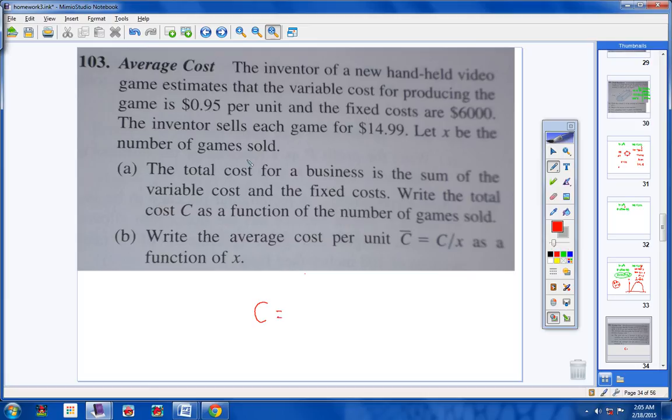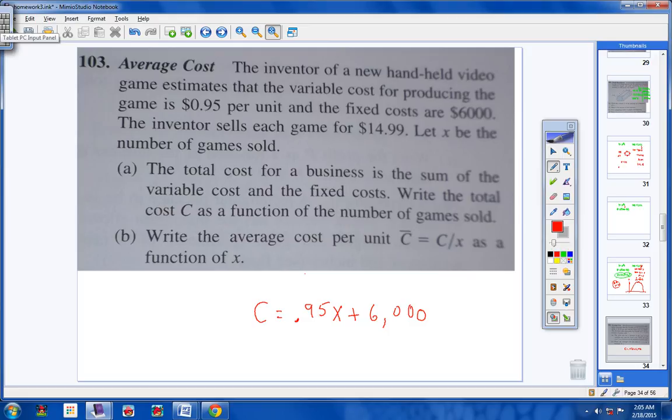We know it's 95 cents per unit, so 0.95x, and then plus, there's already a fixed cost of 6,000, right here. So there it is, that easy, guys. 95 cents per unit, so 95 cents times X, and then plus 6,000 for a fixed cost.